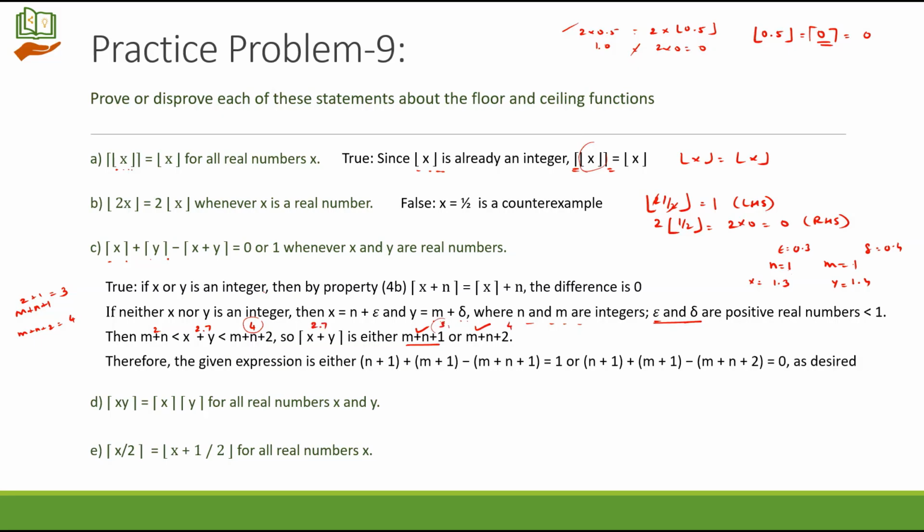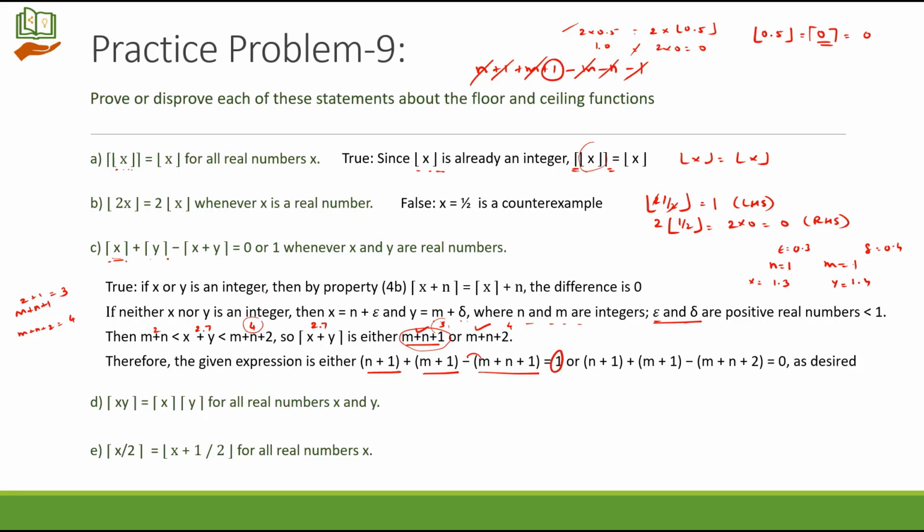Therefore the given expression is either n plus 1 plus m plus 1. So instead of x we are going with n plus 1, and instead of y we are going with m plus 1, minus we are taking this particular equation now. This is n plus 1 plus m plus 1. Minus should be applied inside. So this is minus m minus n minus 1. M and minus m will get cancelled. N and minus n will get cancelled. 1 and minus 1 will get cancelled. Overall you will have only 1 here.